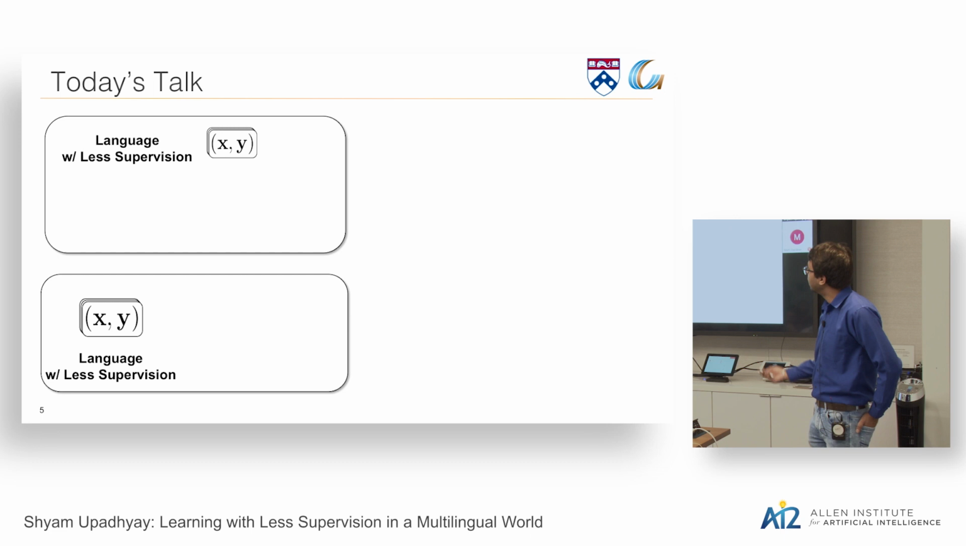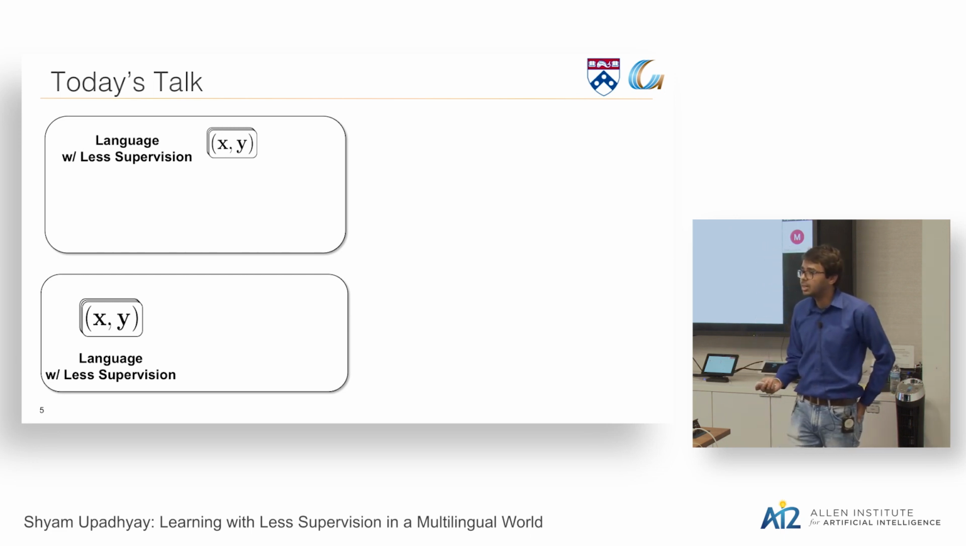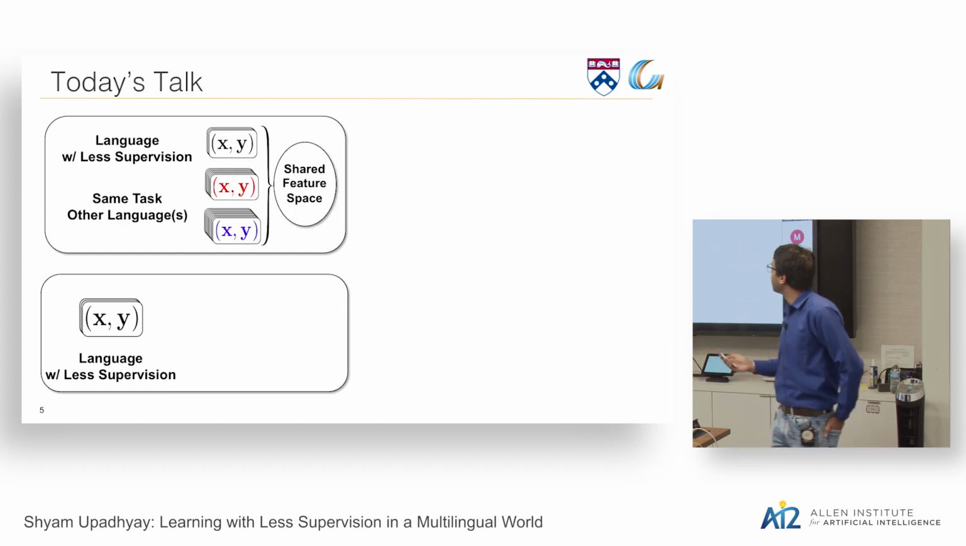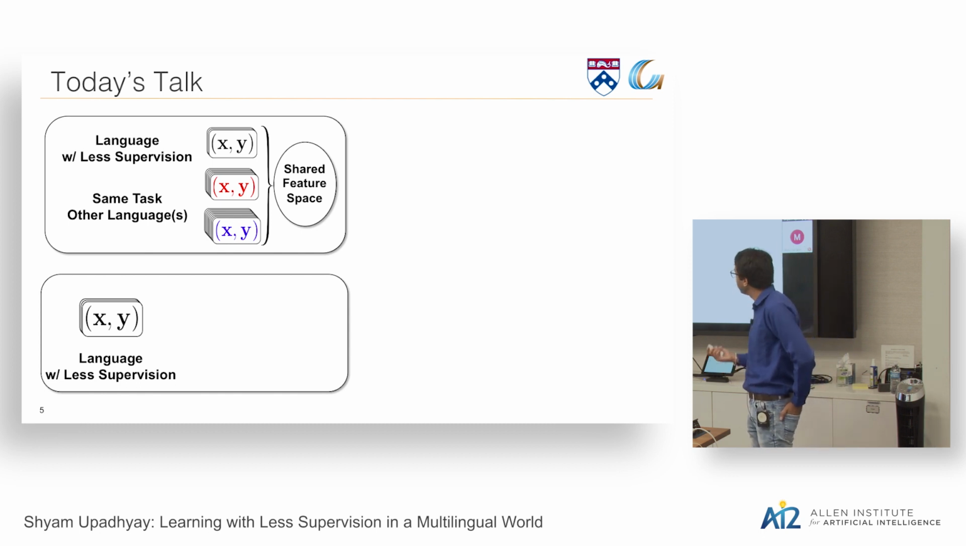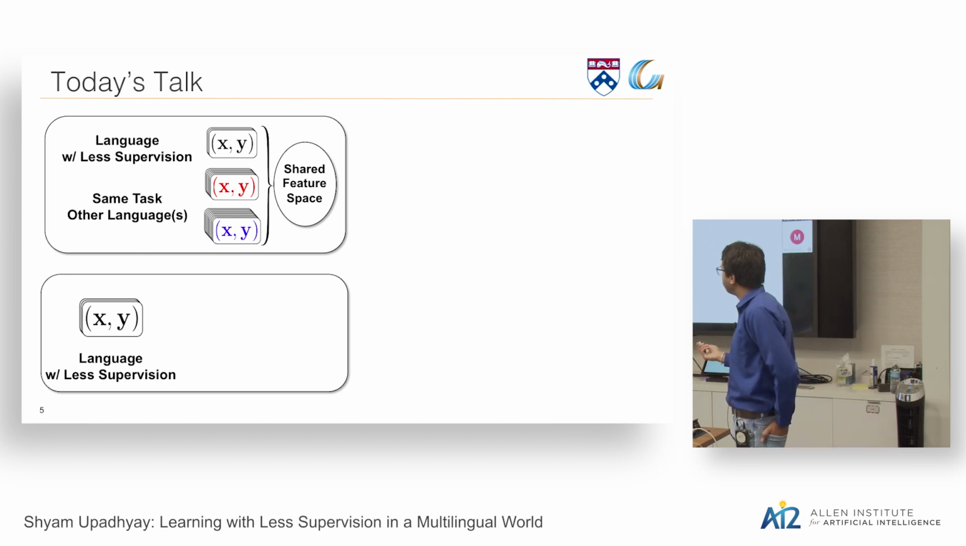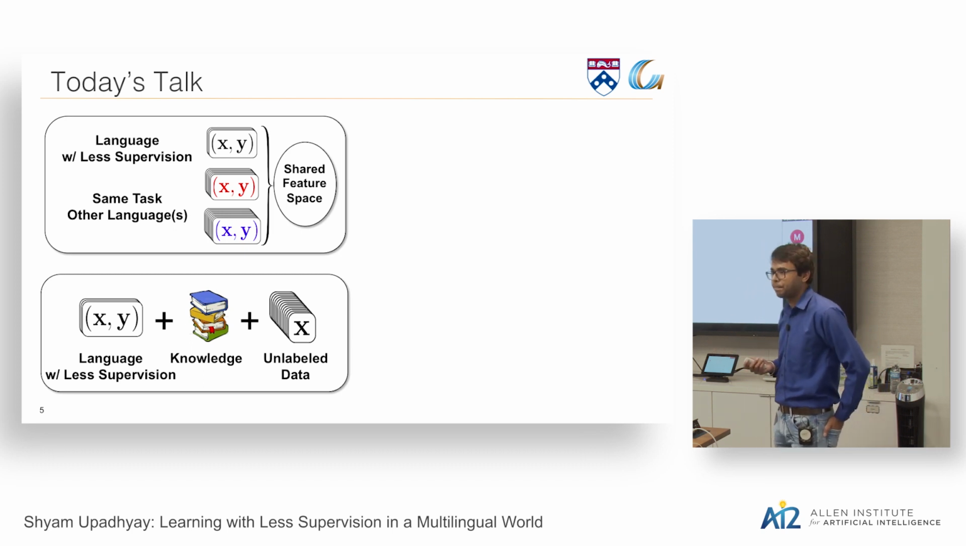In today's talk, I'm going to discuss two different approaches by which we are going to address these challenges. In the first part of my talk, I'll talk about how, by exploiting supervision for the same task in other languages through a shared feature space, we will learn better models that generalize well. And in the second part of the talk, I'll describe how we can compensate for the lack of supervision by using additional knowledge and lots of unlabeled data to drive the learning.